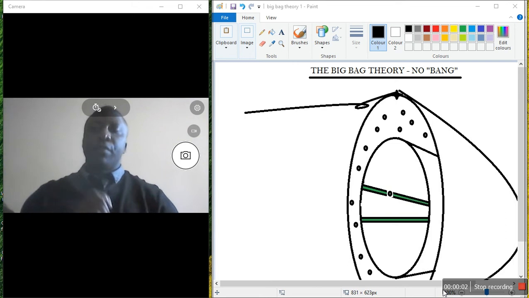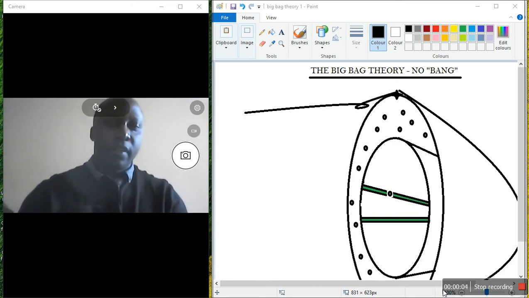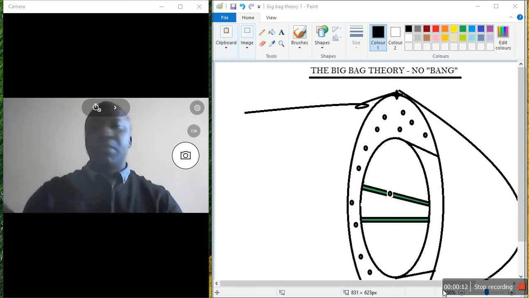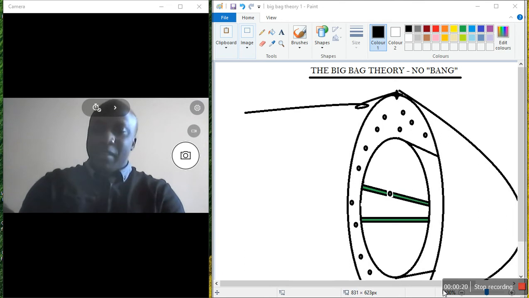Okay, now for the big bag theory. You notice I said big bag, not big bang. There's no bang. So I'm not mispronouncing it. It's not my accent. I mean big bag theory, right? So it's about how creation came about.